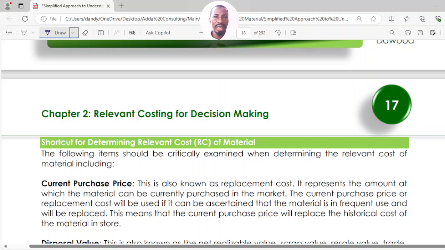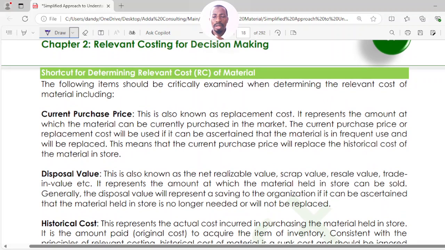Disposal value is also known as scrap value, salvage value, trading value, net realizable value. It could be called any names. The bottom line is that you have the material in the warehouse and you want to dispose of the material. When you dispose of the material, you are going to earn cash inflow. You are going to earn a benefit from that disposal. So that amount that you are going to earn is what we call disposal value or trading value.